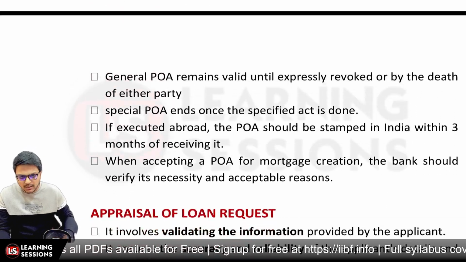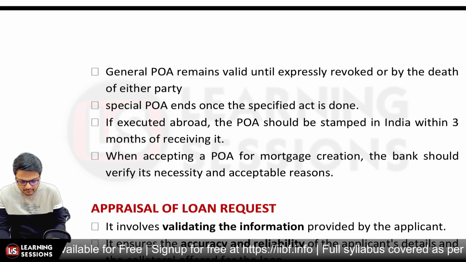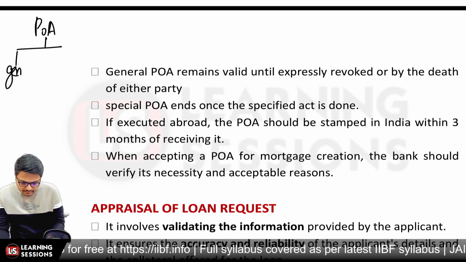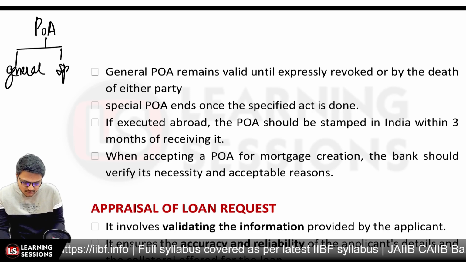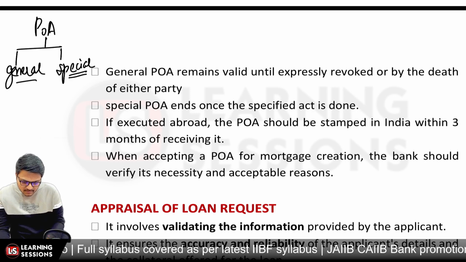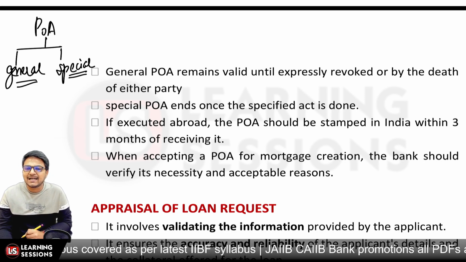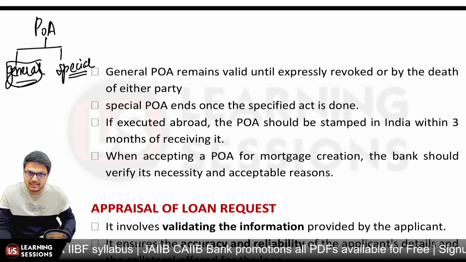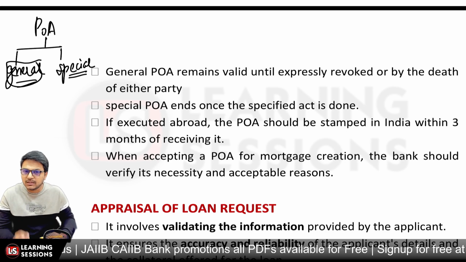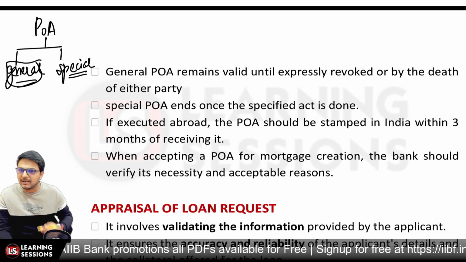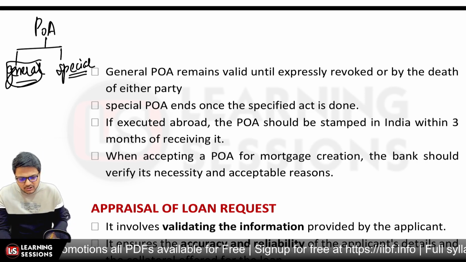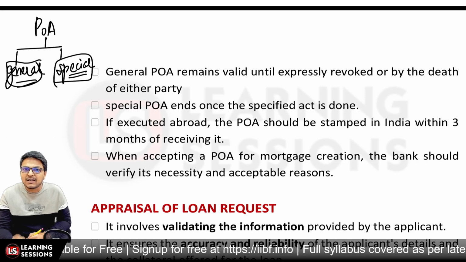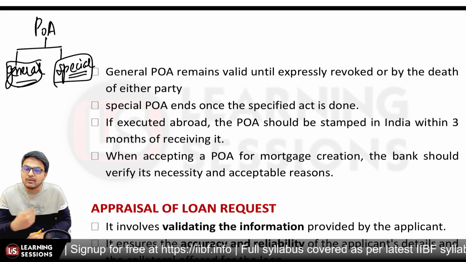Now power of attorney is of two categories. It's a general power of attorney, and it may also be a special power of attorney. If it's a general power of attorney, it is valid for multiple tasks till it is revoked or till the death of either party, A or B. So it will be valid till that date. But a special POA, a special power of attorney, will be valid for that particular specified task only, for that specified act only, and not more than that.